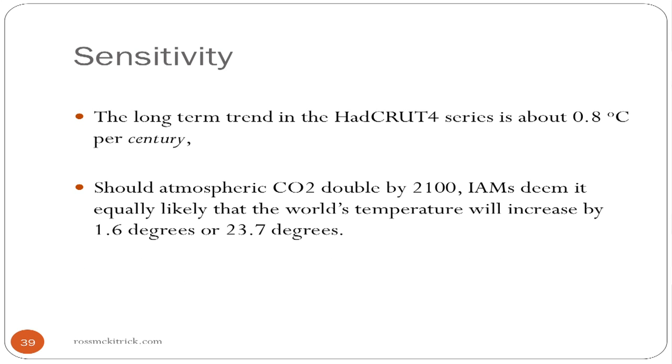Now, of course, they don't publish scenarios where this happens, but what happens is they'll run a whole bunch of model simulations and let the parameters drift around a little and create a distribution. And it's this crazy upper tail that drags the average up. So the long-term trend in the Hadley series, as I showed you, is about 0.8 degrees per century with all the CO2 emissions and everything that's happened.